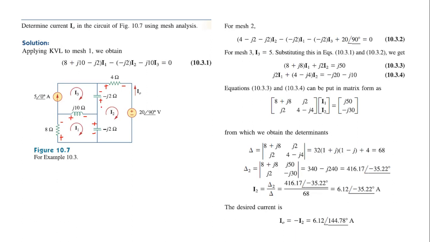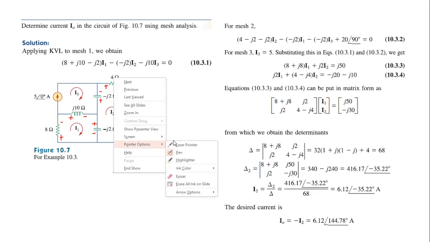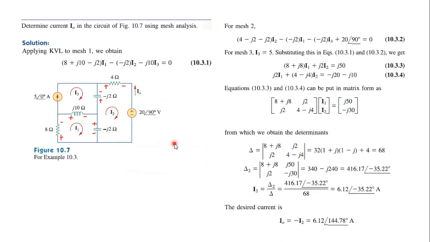In mesh 3, we can see that there are three components. We have a current source and a capacitor in common with mesh 2, which have already been assigned polarity, and similarly there is an inductor which is in common with mesh 1, and its polarity is also assigned. Now all the components are assigned with polarity, so let us move on to writing the mesh equations.